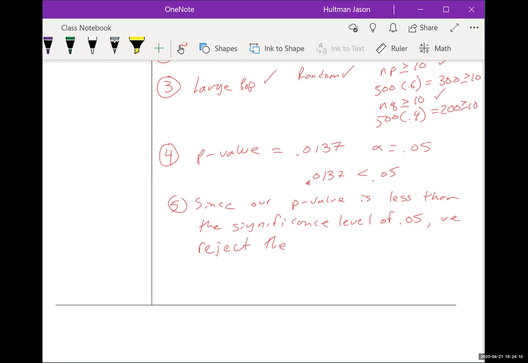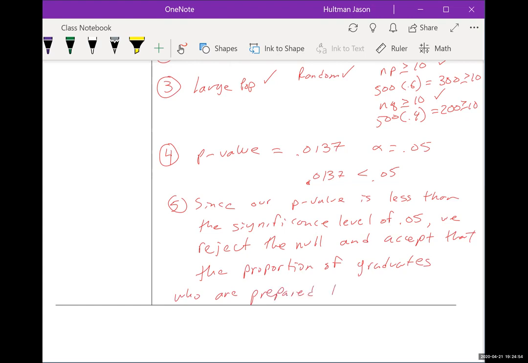We reject the null, okay, and accept that the proportion of students or graduates, however you want to say it, proportion of graduates who are prepared to manage their own finances has done what?